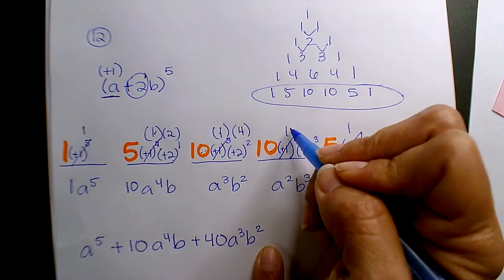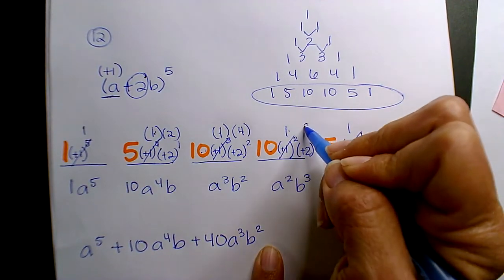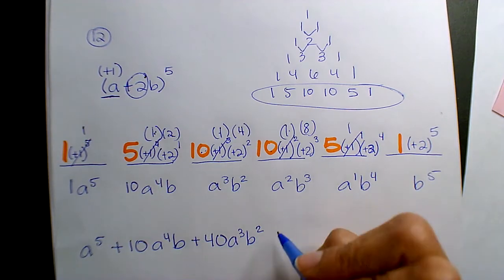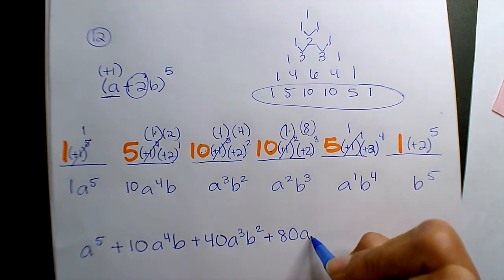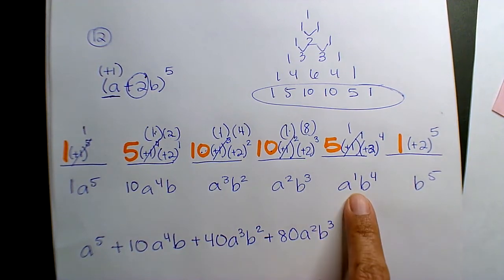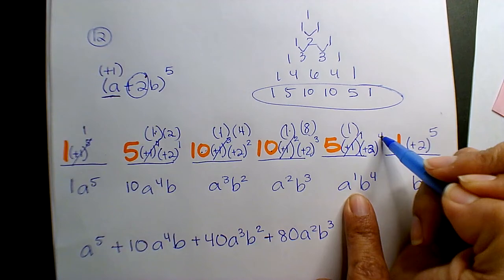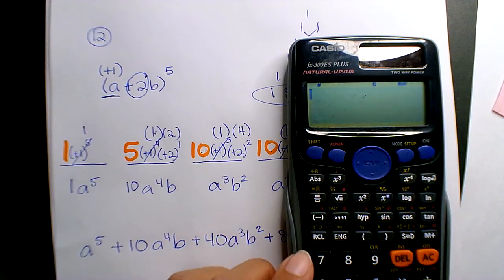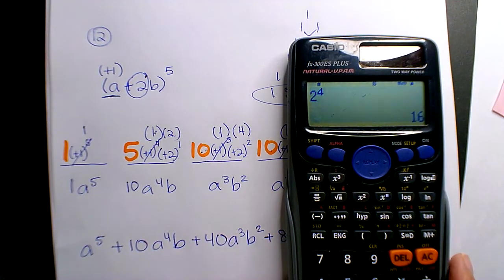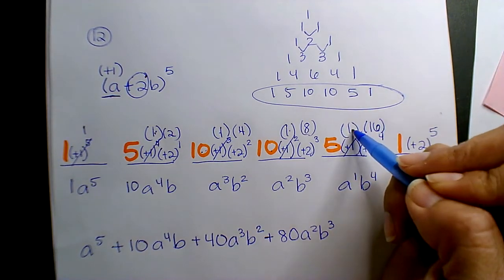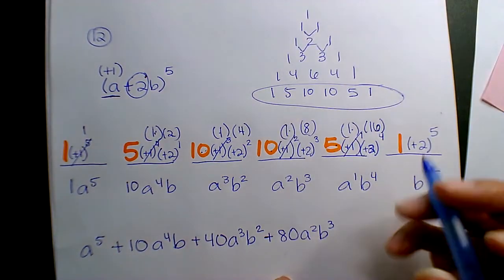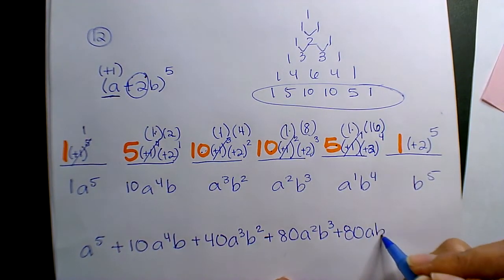Okay, what's 10 times 1, 2 cubed is 8, right? Because 2 times 2 is 4, 4 times 2 is 8. So what's 10 times 1 times 8? 80. A squared b cubed. And then here, what's 5 times 1, 2 to the 4th? 16. Because 2 times 2, right, well, here, let me do 2 to the 4th, 16, right? Okay, so what's 5 times 1 times 16? 80, right? 80. So 80 a b to the 4th.